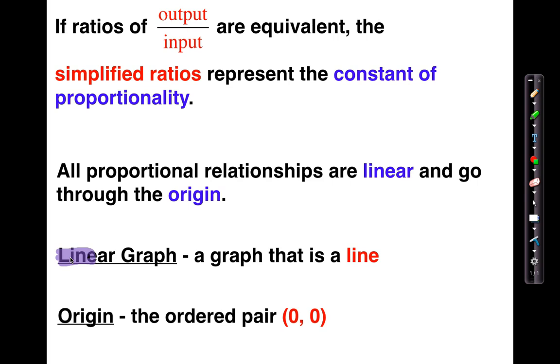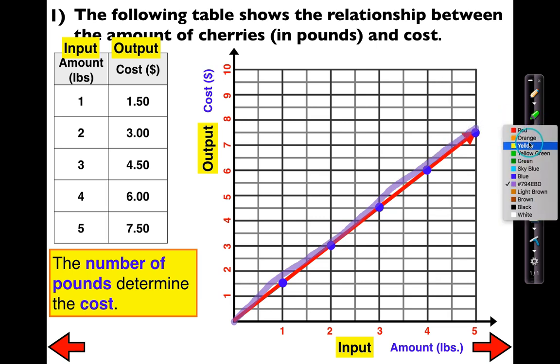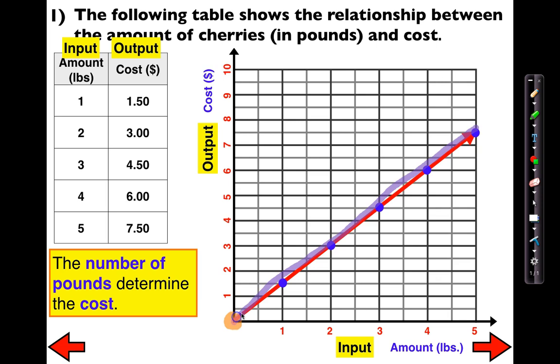Well, let's quickly go back into the previous graph that we had to see what that looks like. So here, I would call this linear. Why? Because this graph is a straight line. Now, does it go through the origin? The answer is yes. The origin is right here, which is 0, 0. So because it's both, this is definitely a proportional relationship.